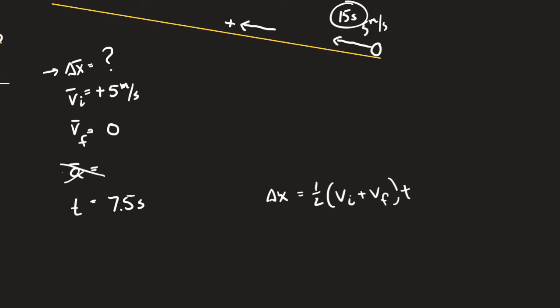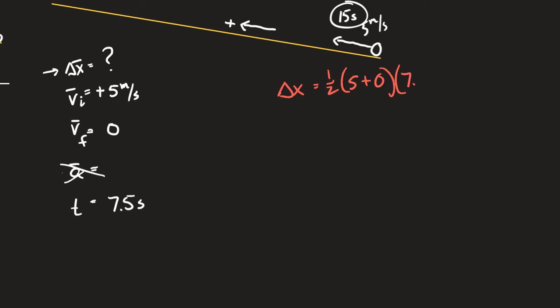So I'm just going to erase it, rewrite it. So delta x equals 1/2 times the initial velocity, which is 5, plus the final velocity, which is 0, times the time of 7.5 seconds. And there you go. That's it. I don't care what the answer is. By the way, this will not give you the answer. And only if you're really paying attention do you know why that won't give you the answer.